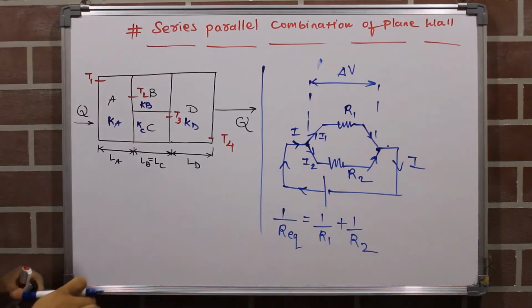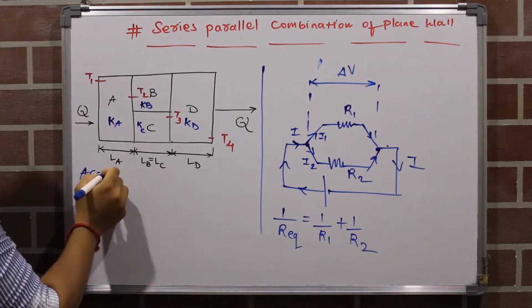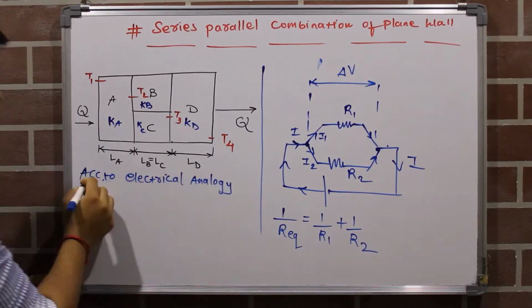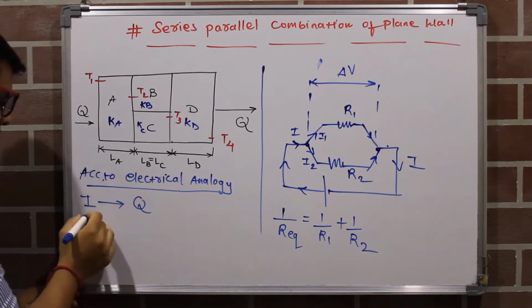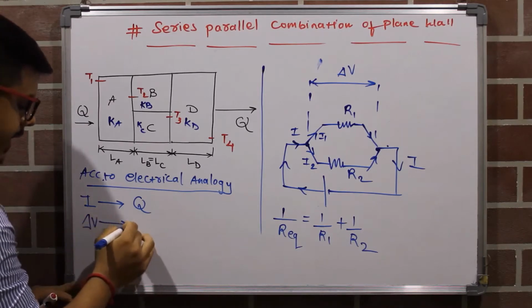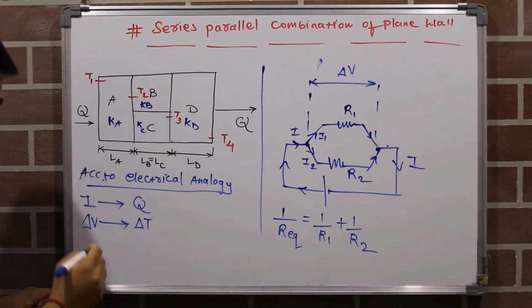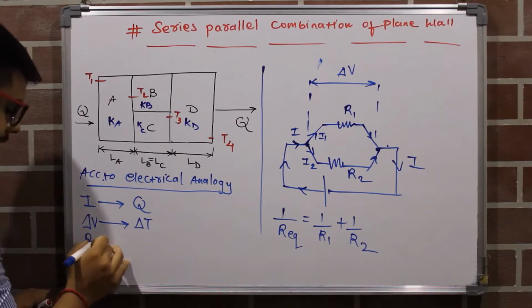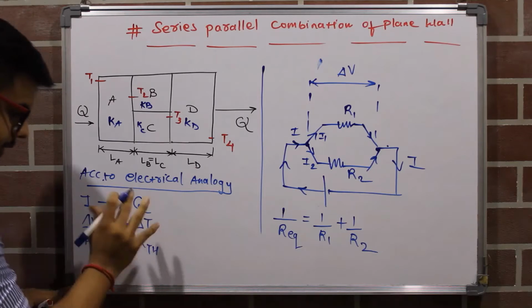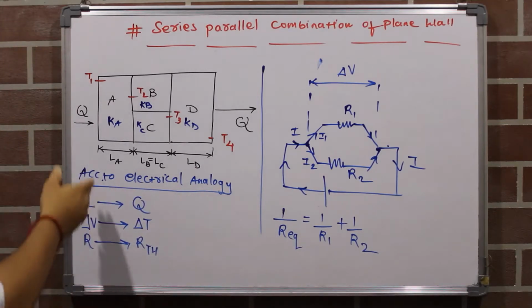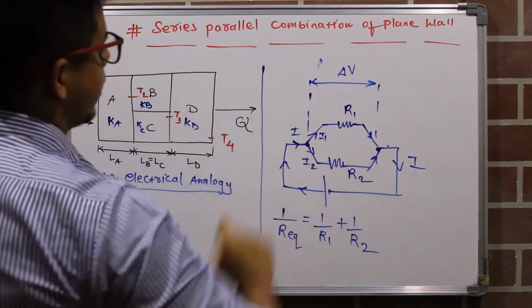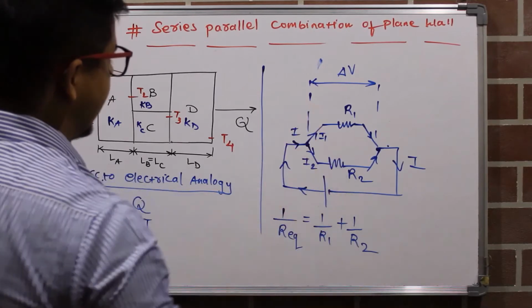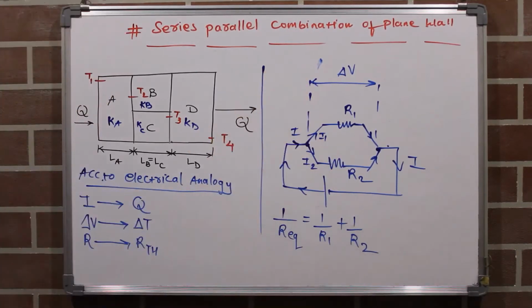As we know, according to the electrical analogy, our current I is analogous to heat flow Q. Our potential drop or potential difference is the same as temperature difference delta T. And the third, electrical resistance, is the same as thermal resistance. So whatever behavior these parameters of electricity show in the parallel combination of electrical resistors, the same behavior will be shown by these heat transfer parameters also.